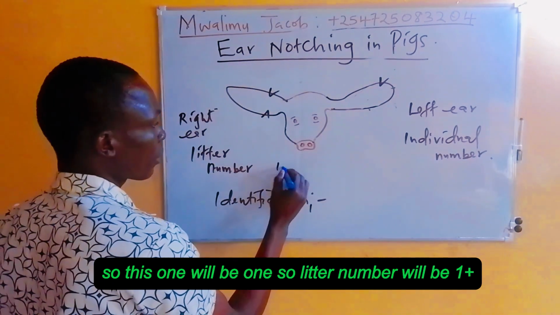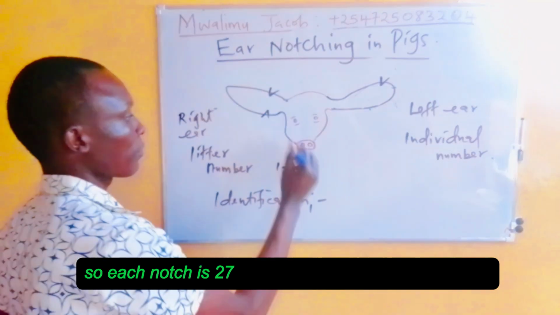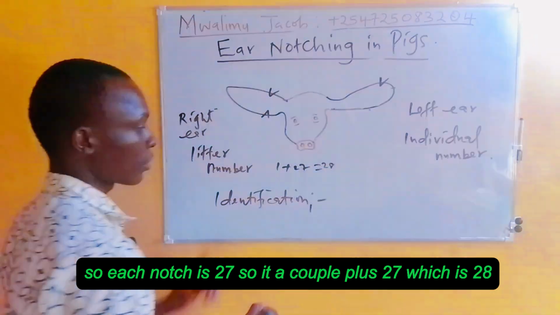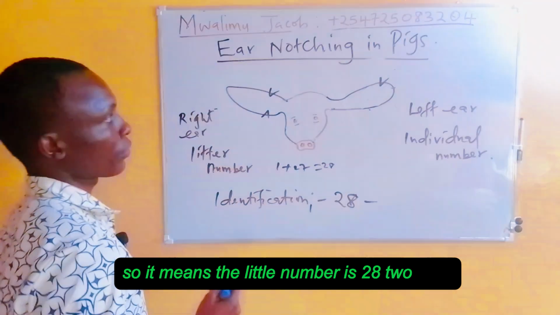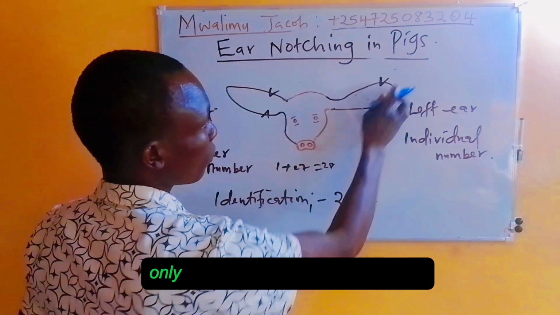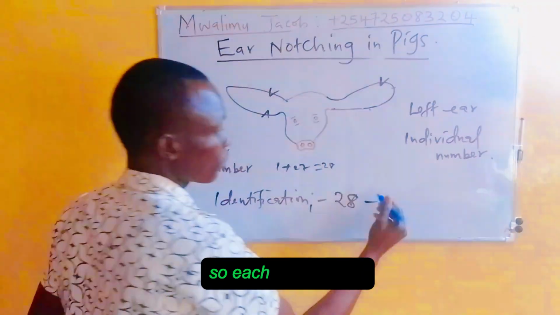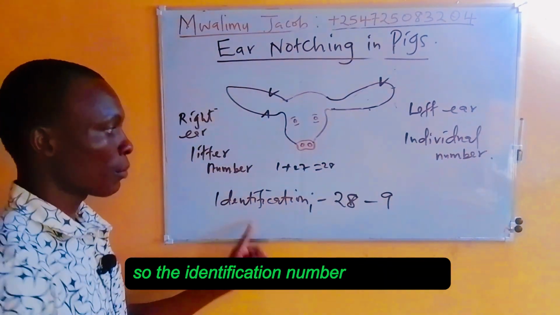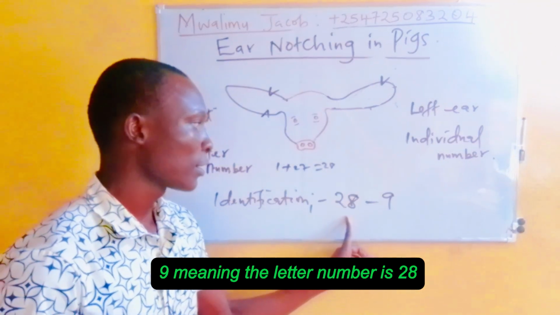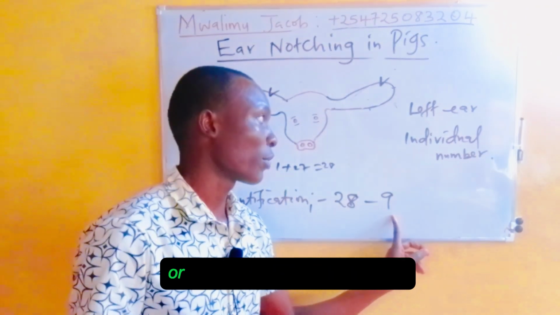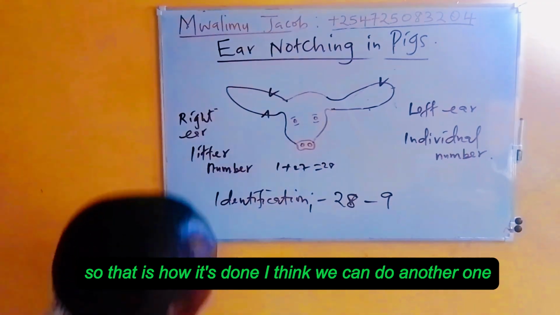So the litter number will be 1 plus. This one was standing for 27, so each notch is 27. So it will be plus 27, which is 28. So it means the litter number is 28. Okay? The individual number, only 1 notch on the third quadrant. The third quadrant was standing for 9, so each notch was 9. So the identification number will be 28, 9, meaning the litter number is 28, then the individual number is 9. So that is how it's done. I think we can do another one.